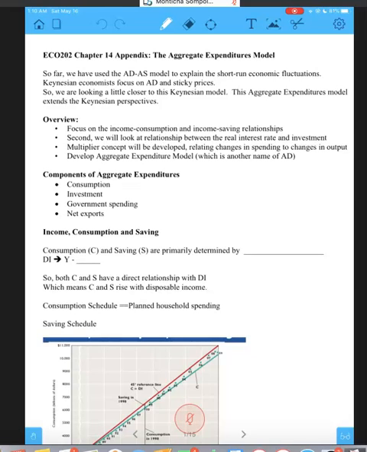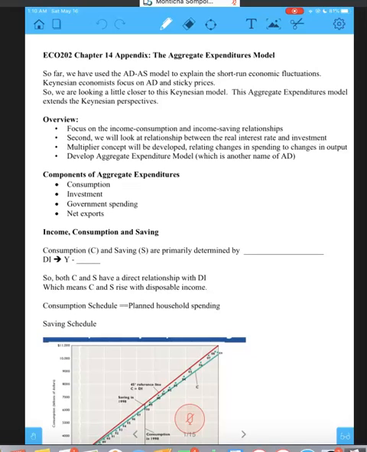Okay, so far we have used the ADAS model to explain the short-run economic fluctuations in the economy. So Keynesian economists focus on the demand side and believe in sticky prices, especially the input prices are sticky downward. So we are looking a little closer in this chapter. This is appendix to chapter 14. A little closer to this Keynesian model.